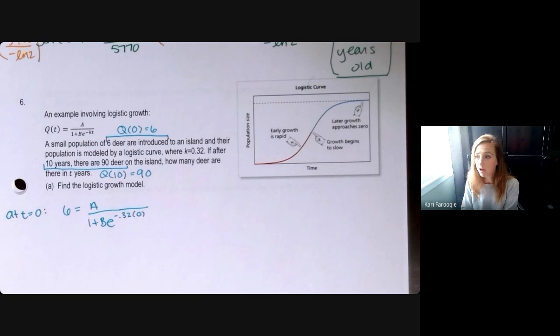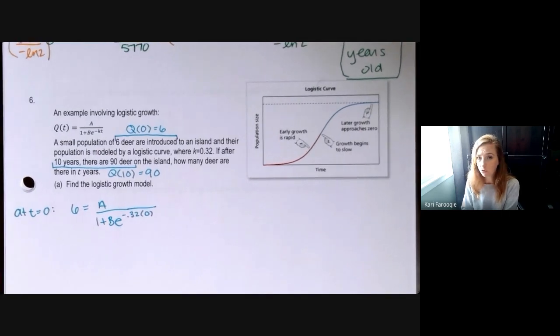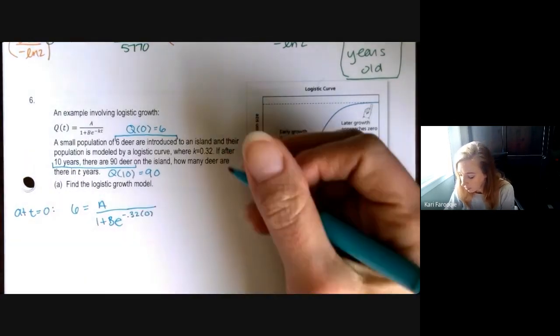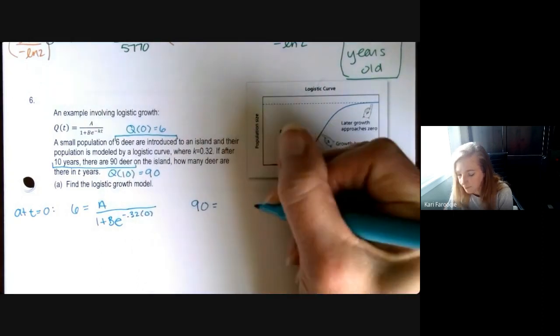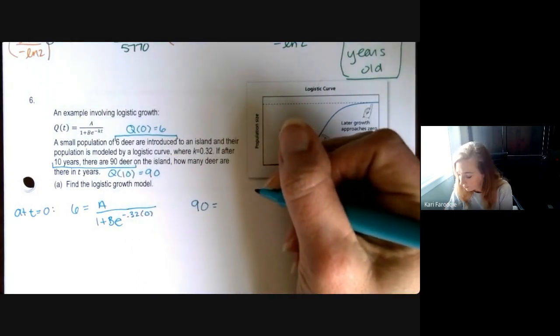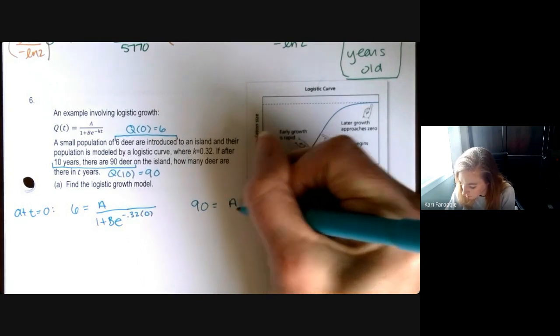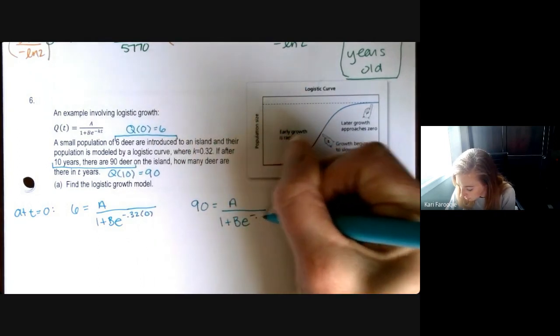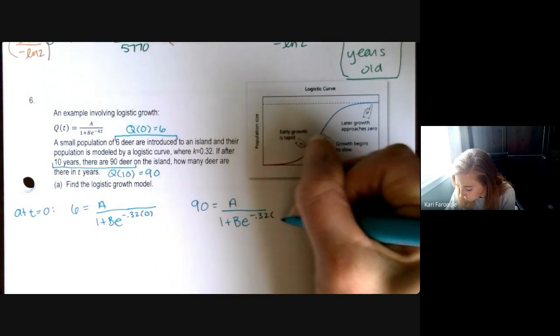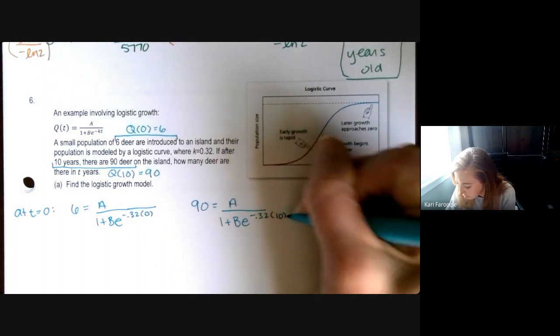So this is not your standard exponential growth and decay. Different situation here. The logistic model doesn't work the same way. I know that the population is going to be 90 when t equals 10. So 90 is going to be A over 1 plus B e to the negative 0.32 times 10.